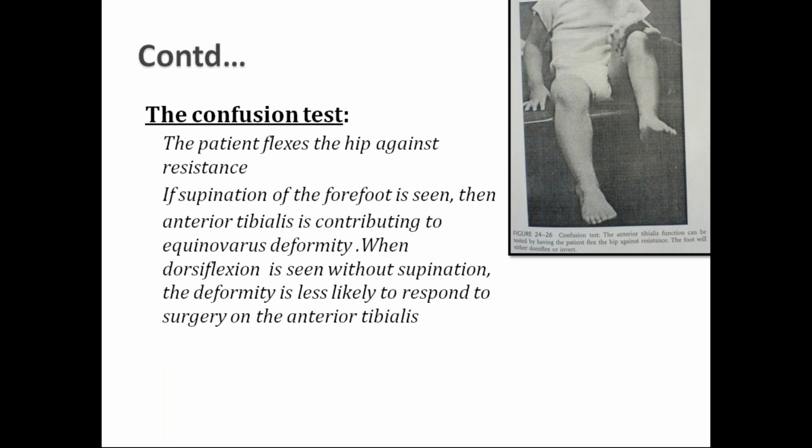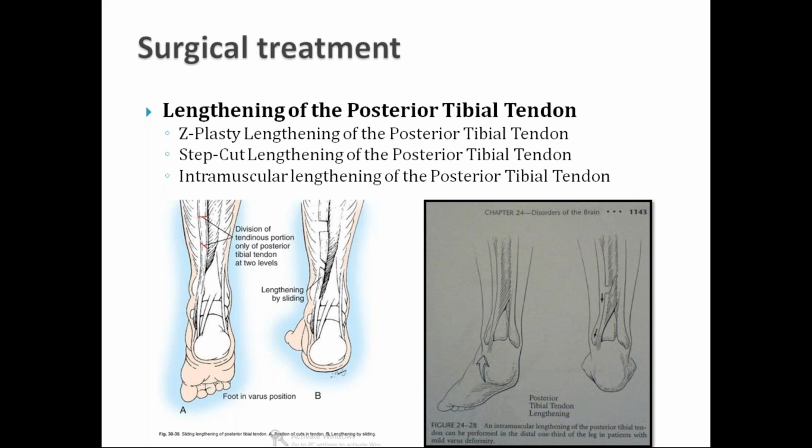So initially we will deal with medical management like baclofen and botulinum toxin and all. If it is not relieved by that, then we'll go for surgeries, and surgeries are also only for spastic types, not for athetoid and mixed types. And for varus and all, we can also do lengthening of the posterior tibial tendon. Posterior tibial tendon will cause inversion. It leads to varus. So therefore, we can do lengthening by division of tendinous portions only in the posterior tibial tendon into two levels.